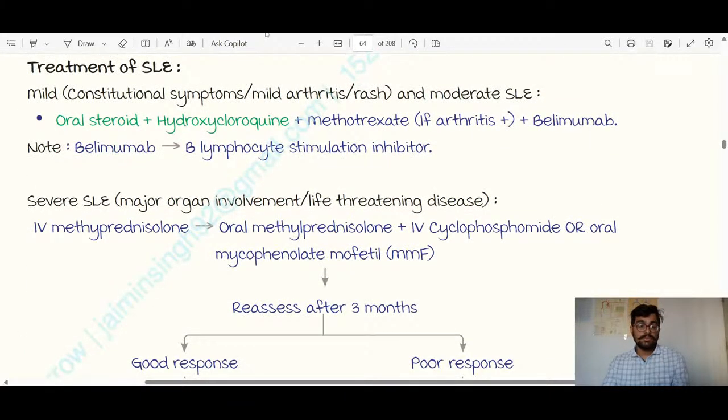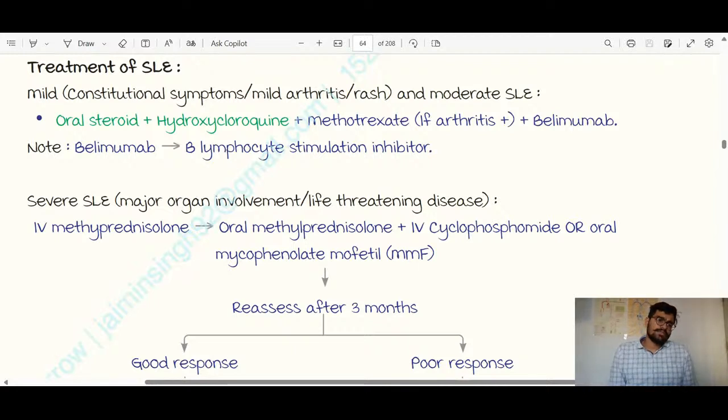Now, first priority is the treatment. Ultimately, whatever topic we are learning, without treatment it will remain unclear, because to treat a disease is very important. So guys, SLE is very important, so we have to treat it; it is very important.